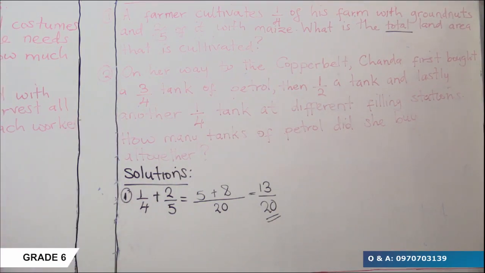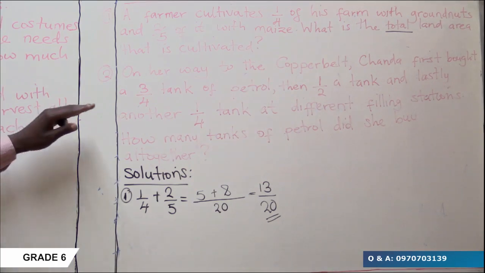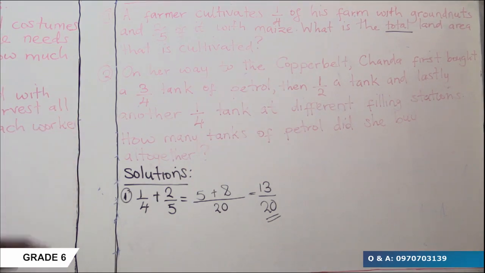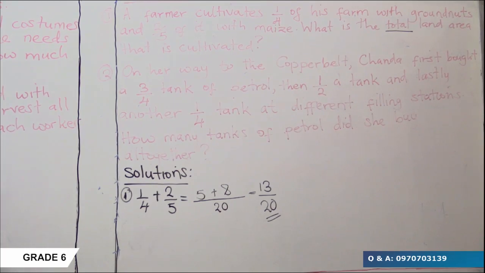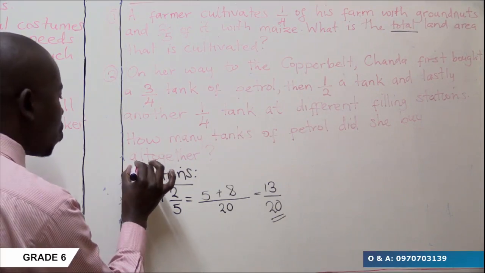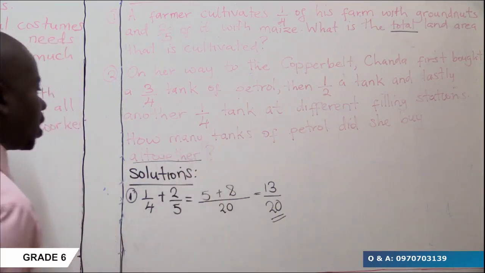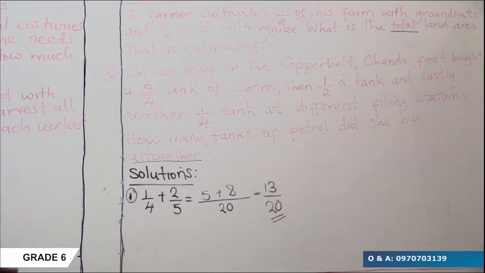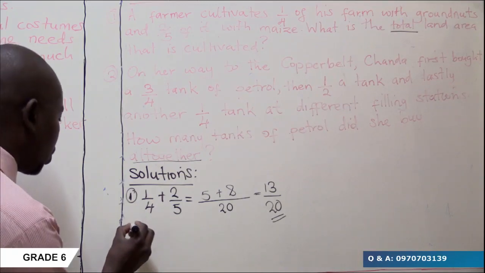Let's go to number 2, boys and girls. On her way to the Copperbelt, Chanda first bought a 3/4 tank of petrol, then half a tank, and lastly another quarter tank at different filling stations. How many tanks of petrol did she buy altogether? Again here, the key word is altogether. Altogether simply means we are going to add in order for us to find the total.